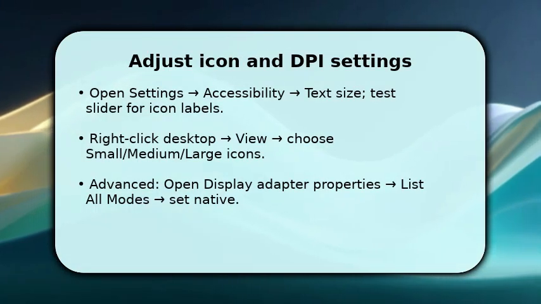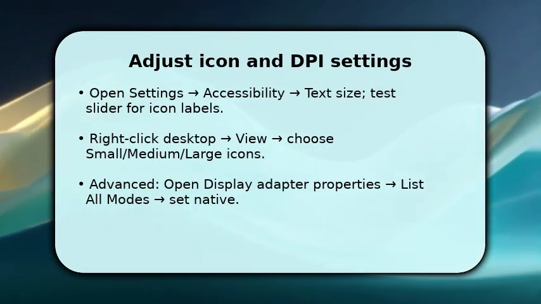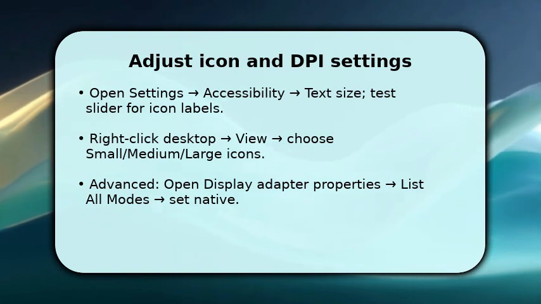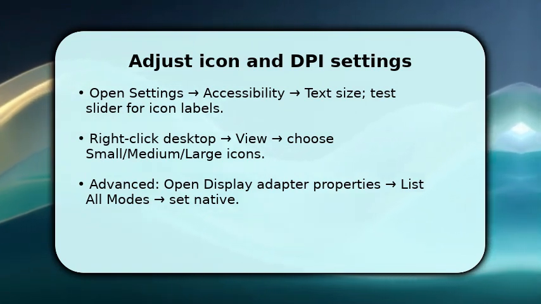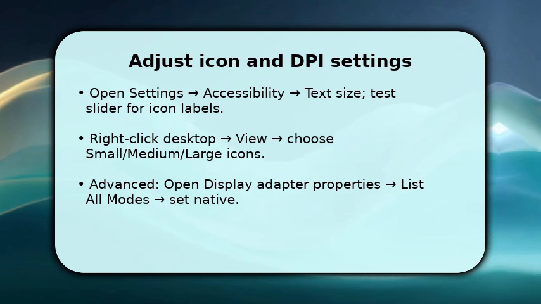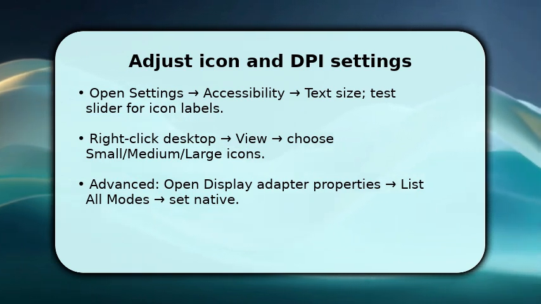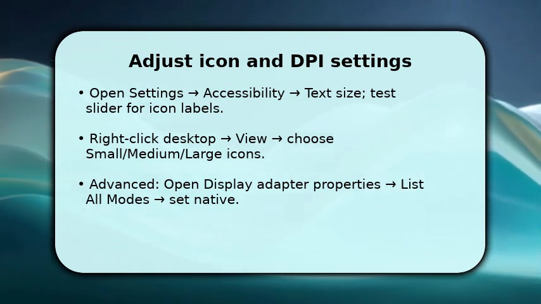First, in Settings, go to Accessibility, then Text Size. Adjust and apply to refresh label layout. Next, right-click the desktop, choose View and pick small, medium, or large icons to restore proper aspect ratios.